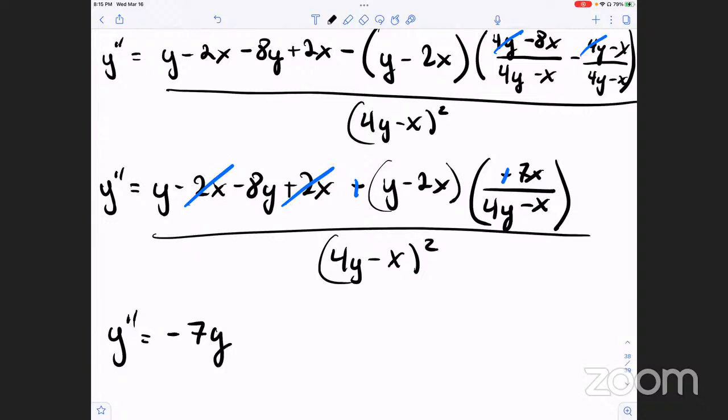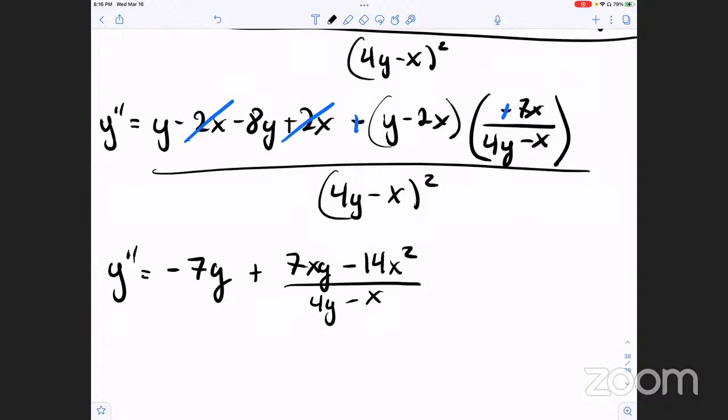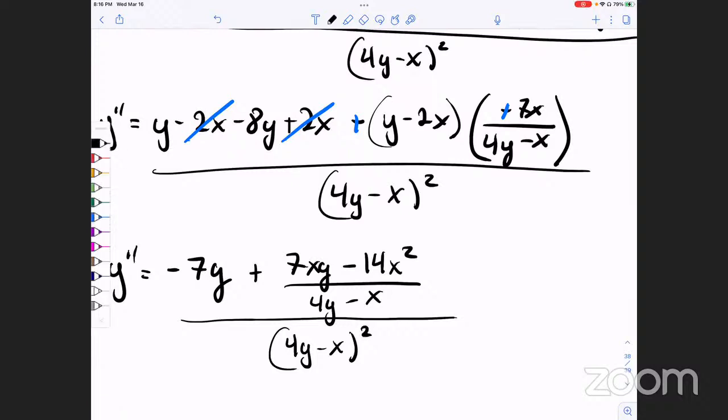Okay. Now there, so it looks like we have 7xy minus 14x squared over 4y minus x, okay? And we got this 4y minus x squared. So now we can multiply by 1 in the form of 4y minus x over 4y. I think we're essentially there, right?